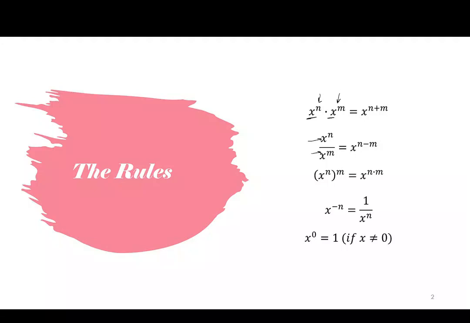And then the last one, x to the 0 is equal to 1. We do have one quick note to say that that doesn't work if the base was equal to 0. 0 to the 0 is not equal to 1, so we're not going to write that there.